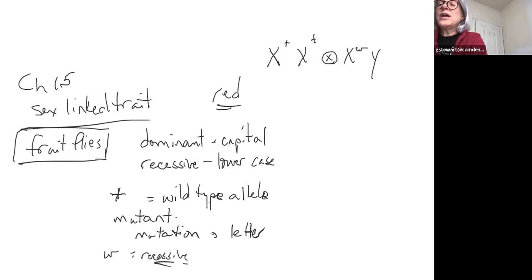And you're thinking, well, why don't you have 2 little w's? Because this is a male fly, it only has 1 X chromosome, and the trait for eye color in fruit flies is on the X chromosome. So I can't give that male fly 2 little w's because he doesn't have another X to put the w on. He has a Y instead.